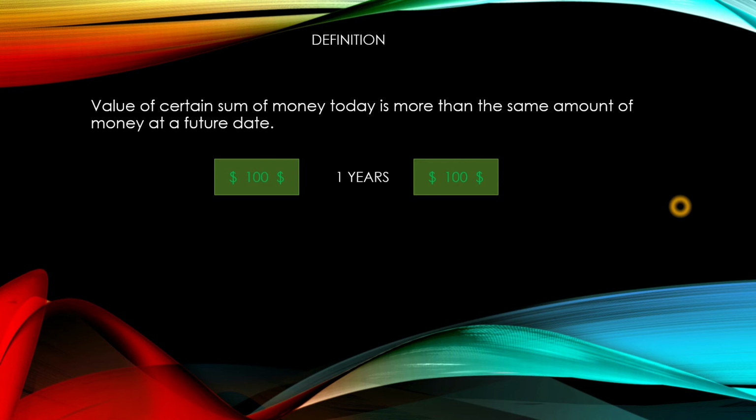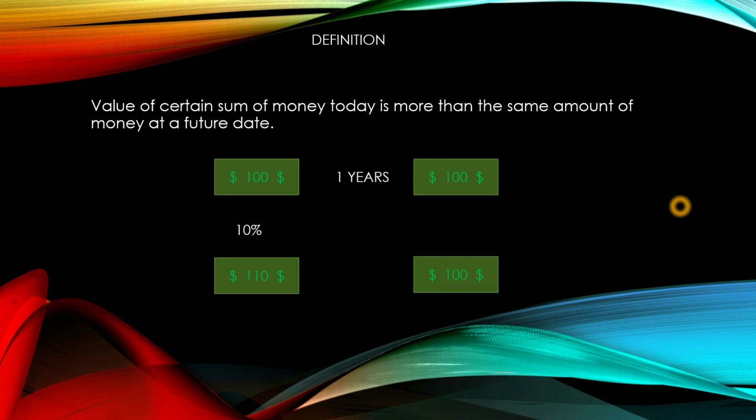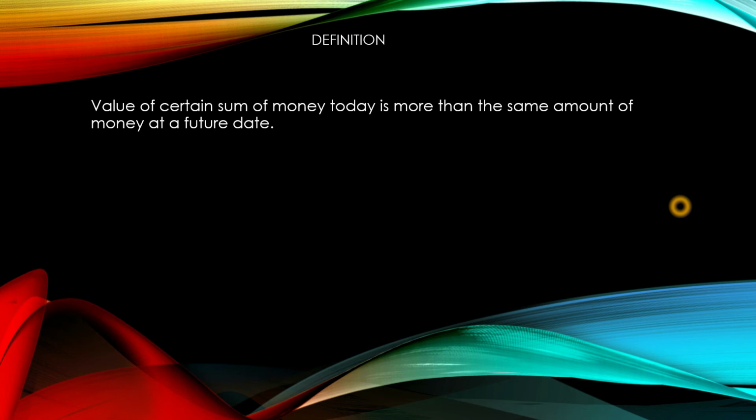Suppose we have two options. The first one is to receive 100 rupees today, or the second one is to receive this amount after 1 year. But if I choose the first option, I will receive this amount today and I can invest this at a bank. Suppose the bank gives you 10% interest, and after 1 year I will receive 110 rupees. This shows that receiving today is more valuable.